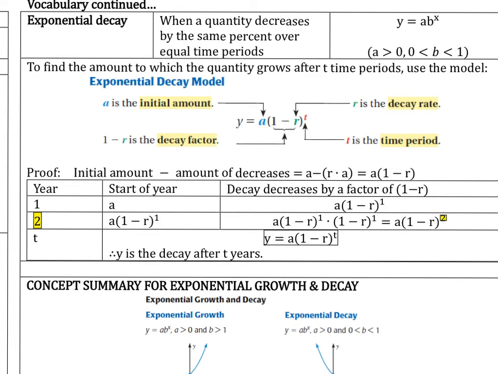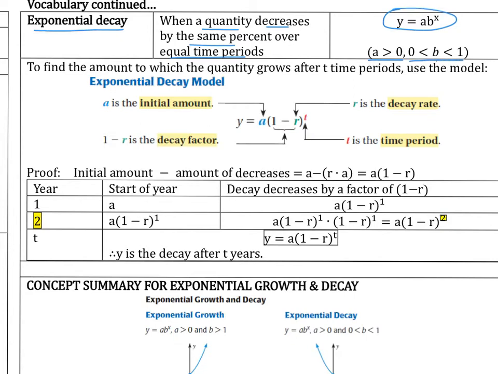Okay, and let's continue with 7.5 with the vocabulary term exponential decay. This is when a quantity decreases by the same percent over equal time periods. So we can still use the exponential function to represent exponential decay, where a is positive, a greater than 0, and b is between 0 and 1.